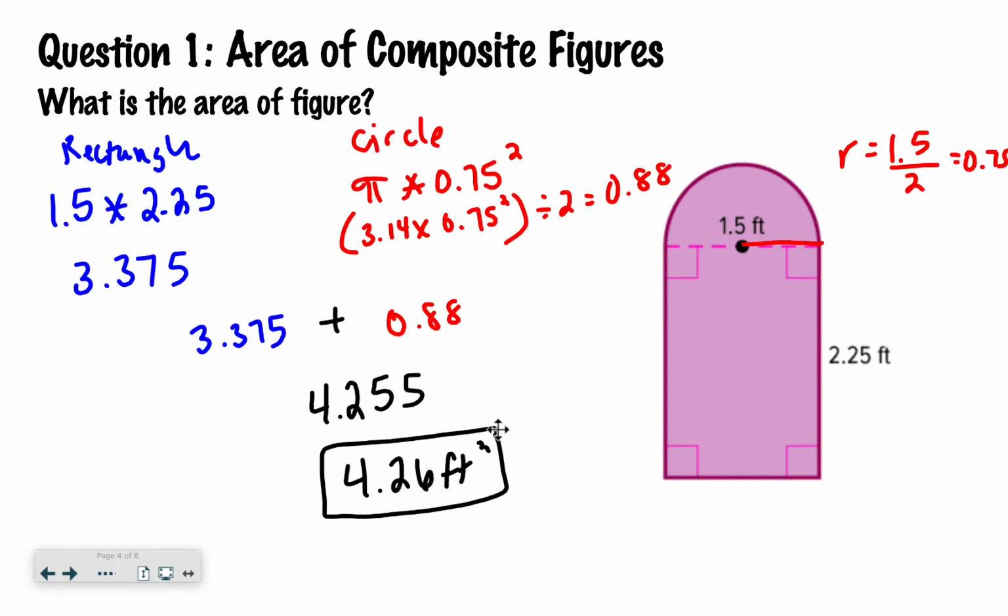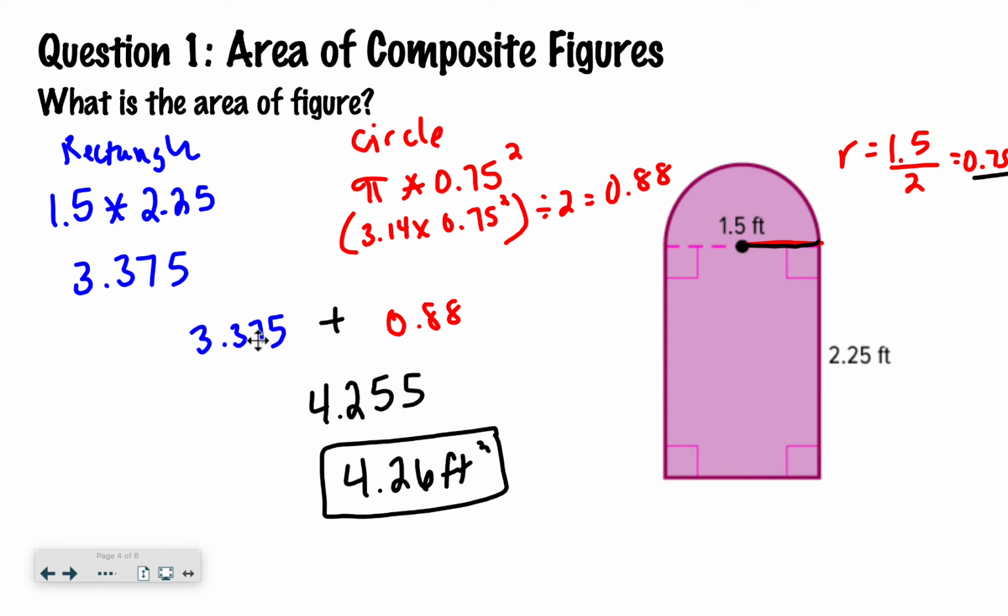All right, for this problem, hopefully you found the area of the rectangle by saying 1.5 times 2.25, and you got 3.375 for the area of the rectangle. And then the circle, hopefully you noticed that you had the diameter, so you cut it in half in order to get the radius, which is 0.75. So 0.75 squared times 3.14 gives you the area of the whole circle, but we only have half of it, so I divided that number by 2, and I got 0.88.